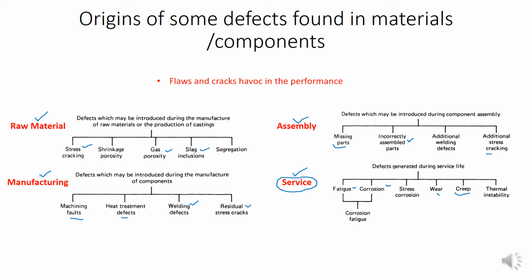So here you can see that a simple flaw and crack can create havoc in the performance of an assembly, and we have to check these flaws and cracks at every stage, starting from the raw materials to in-service. We have to figure out where the crack is, and use a particular type of technique for detecting those cracks. And after detecting those cracks, we can use preventive measures.